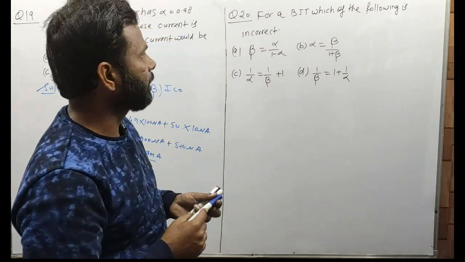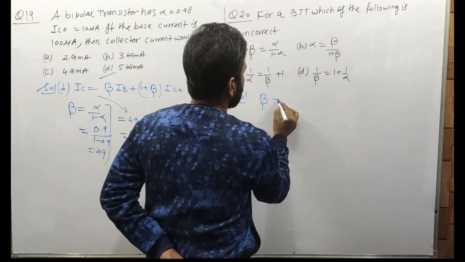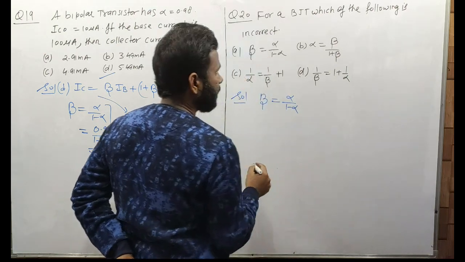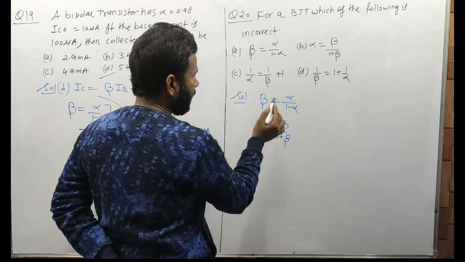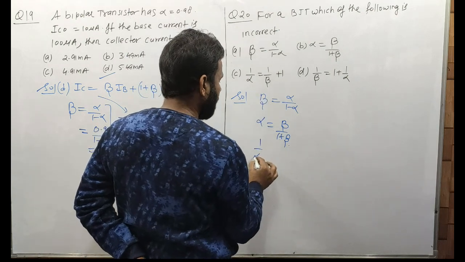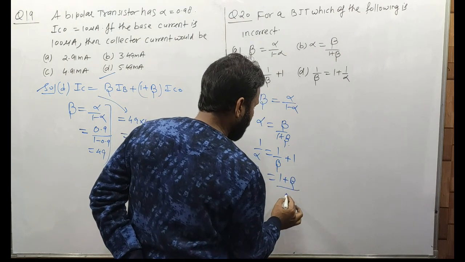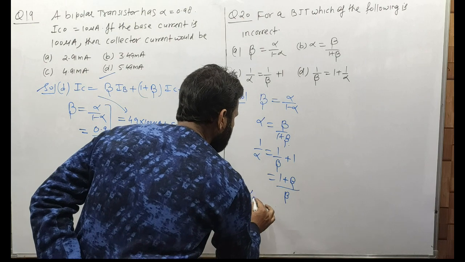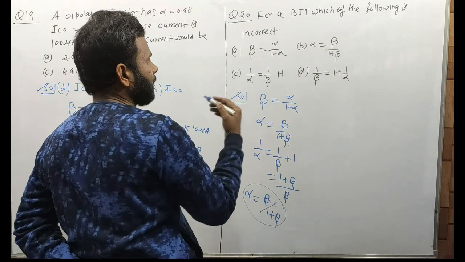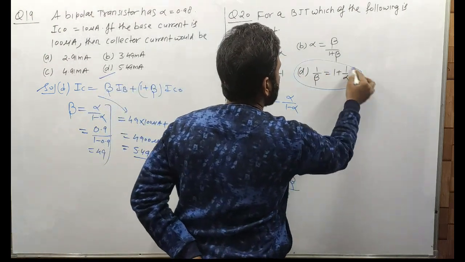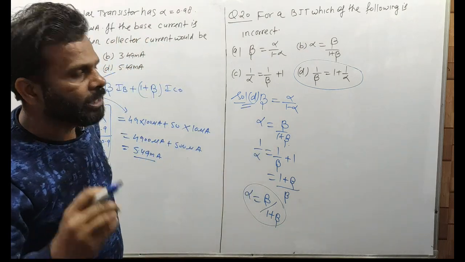नेक्स्ट क्वेश्चन देखते हैं। For a BJT which of the following is incorrect? क्लियर है? सो इफ यू रिमेंबर, beta is alpha upon 1 minus alpha, then from that alpha is beta upon 1 plus beta. क्लियर है? And 1 by alpha upon 1 plus beta is 1, that is equals to 1 plus beta upon beta. So alpha is beta upon 1 plus beta. This is also true. So A correct, B correct, C correct. So the relation D is not correct. So इस क्वेश्चन का जो करेक्ट आंसर होगा वो बिल्कुल सही D होगा। D जो है वो इनकरेक्ट होगा। क्लियर है यहाँ तक?